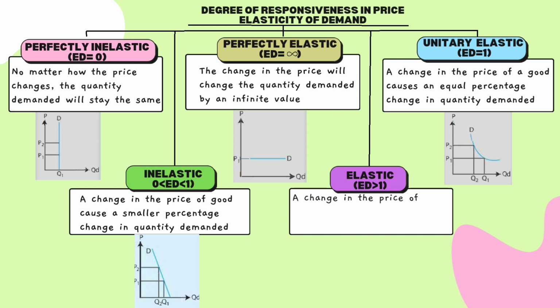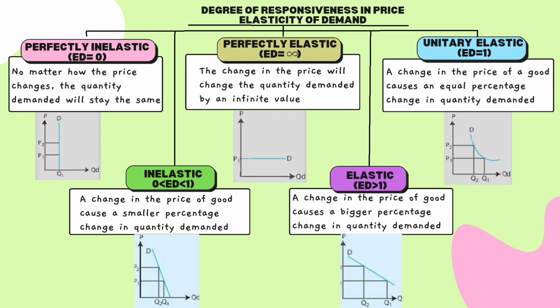Lastly, elastic. A change in the price of a good causes a bigger percentage change in the quantity demanded. The shape of the demand curve is a flatter slope. The percentage change in the price, which is P1 increasing to P2, is smaller than the percentage change in the quantity demanded, which is Q1 decreasing to Q2.